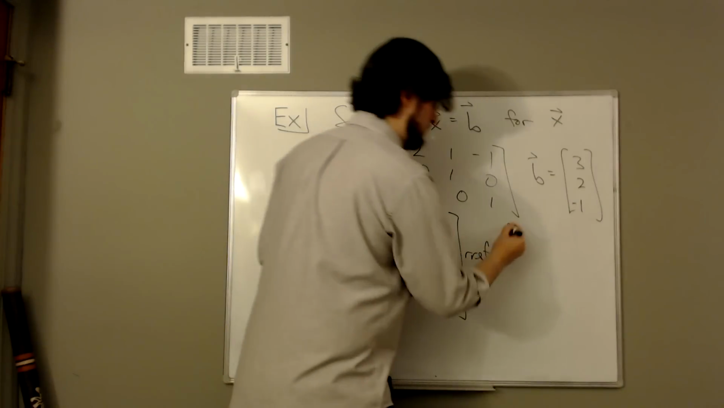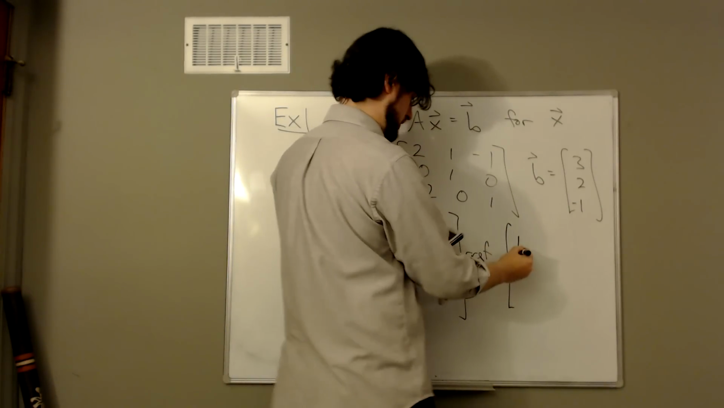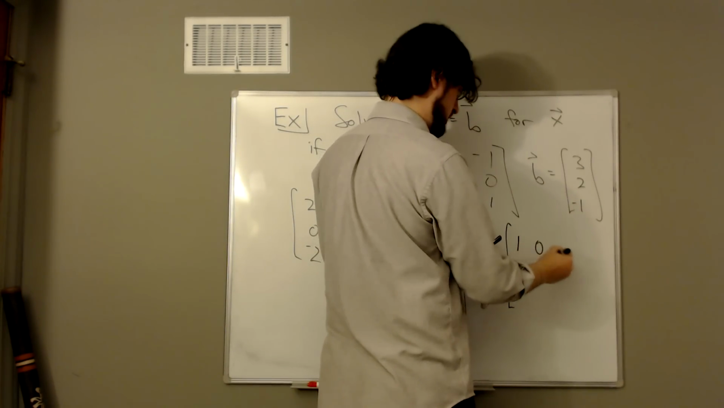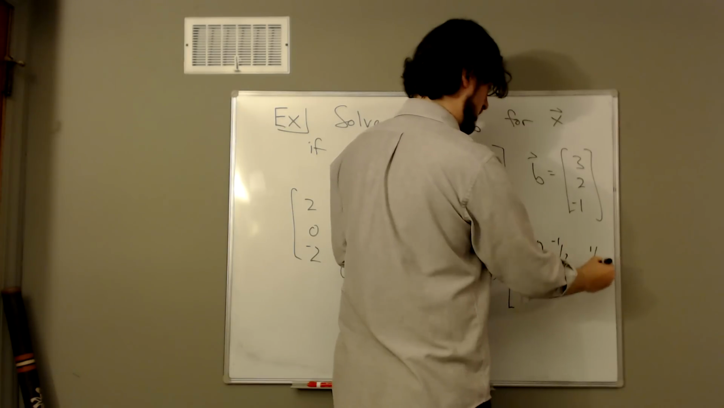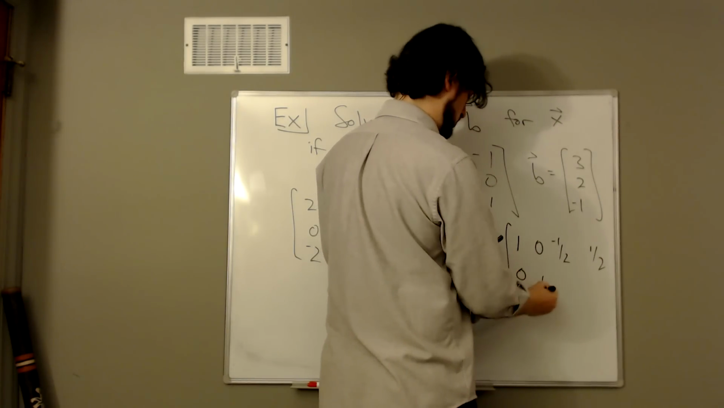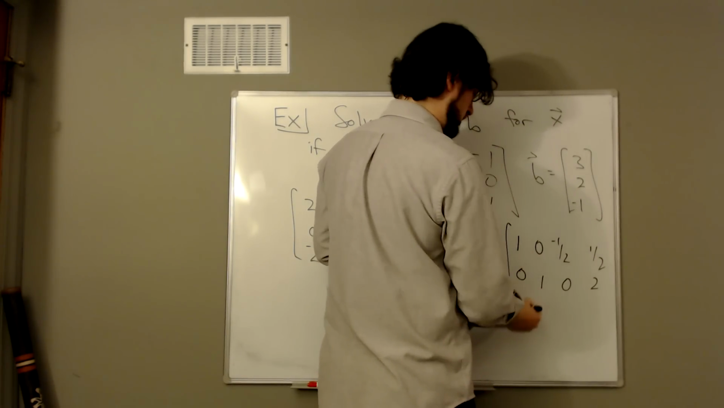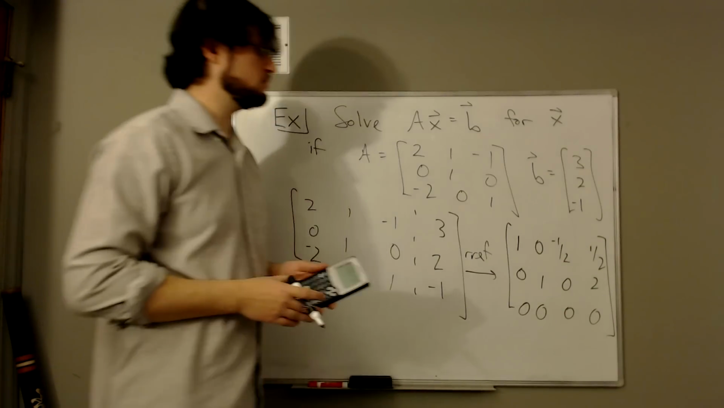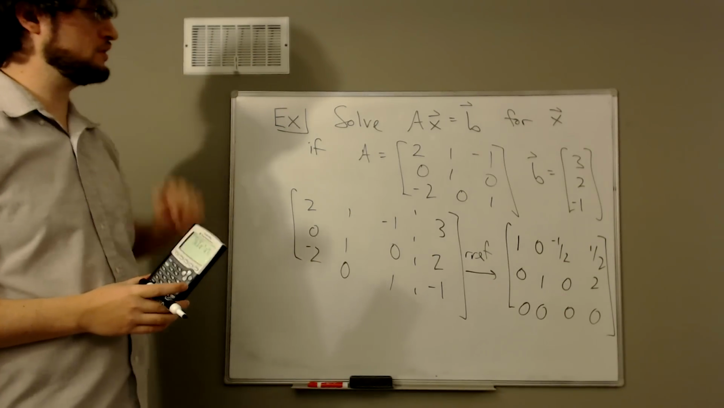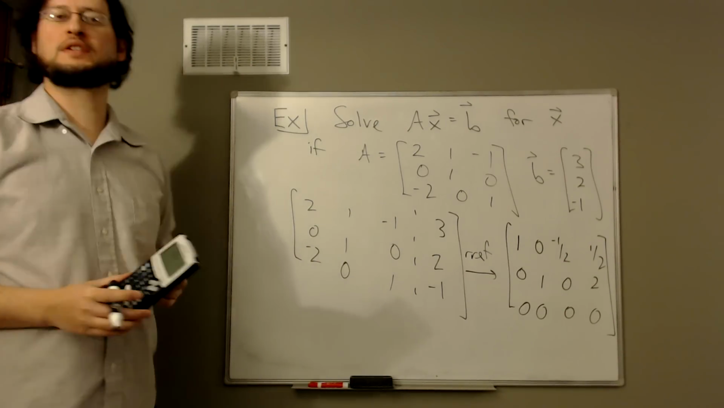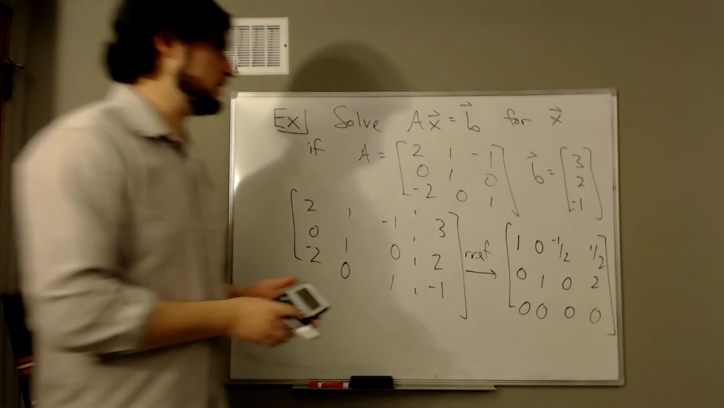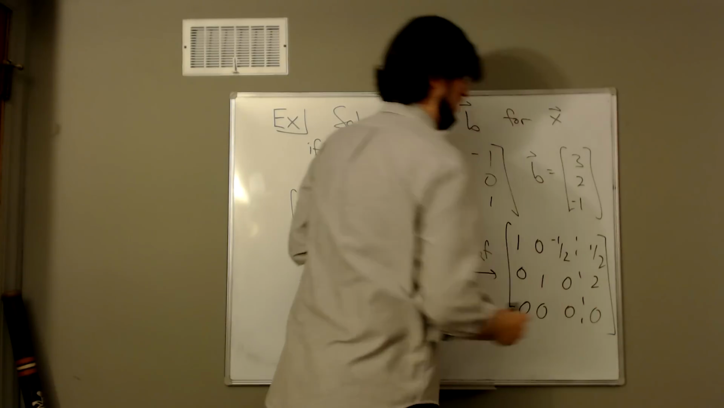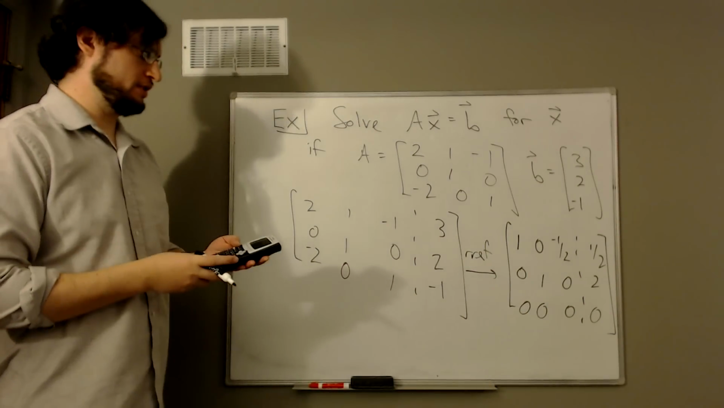And what we find when we do that is the following matrix: 1, 0, minus 1 half, 1 half, 0, 1, 0, 2, 0, 0, 0, 0. So that's what we find as the reduced row echelon form of this matrix. So what does this mean? Remember that this is an augmented matrix corresponding to a system of equations.